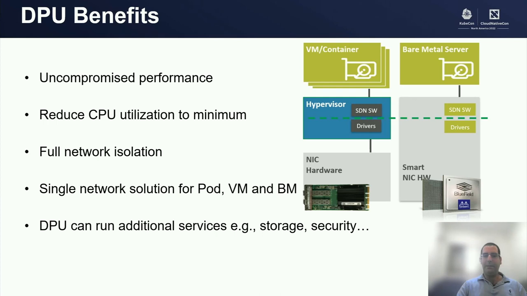Now, to summarize, with DPU we get uncompromised performance. In the case of NVIDIA DPU, we can offload and accelerate all the Kubernetes flows, pod to pod and pod to service. We are reducing CPU utilization to a bare minimum. From a security aspect, we have networking isolation if the host is tampered with. This solution is good for pods, for VMs, and for bare metal. And the DPU is a commodity product running plain Linux. We can run additional services such as storage, security, and others.